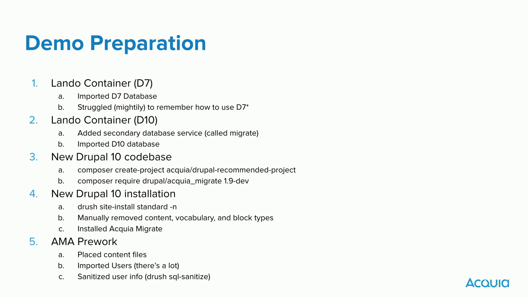I imported a Drupal 7 database. I realized I haven't touched a Drupal 7 site in like 8 years, and it took me a little bit to remember how to do some things like clear the caches, but I got it working. Got the D7 site up and running, added a second database service, so I have two containers with three services. Set up a brand new Drupal 10 code base, added Acquia Migrate, installed Drupal, removed the basic page and article content types because I'm not going to be using those.